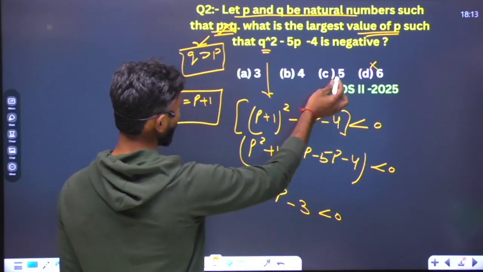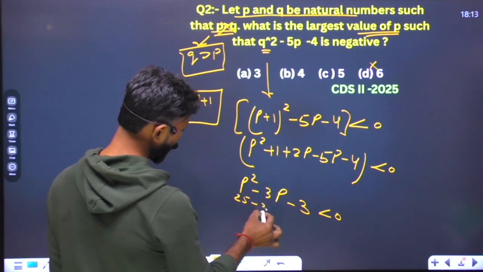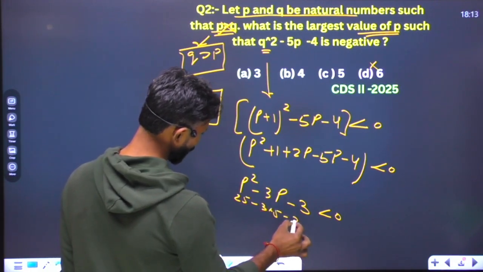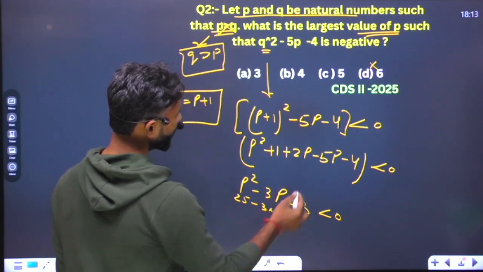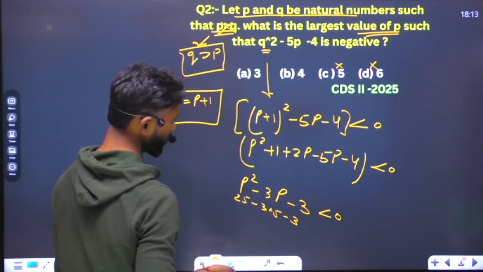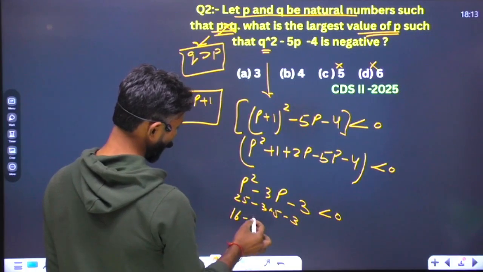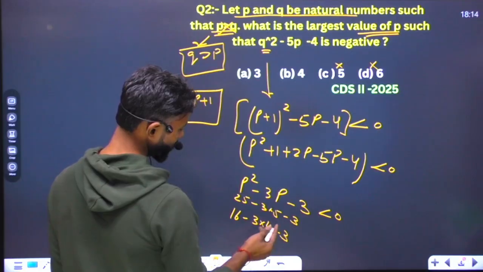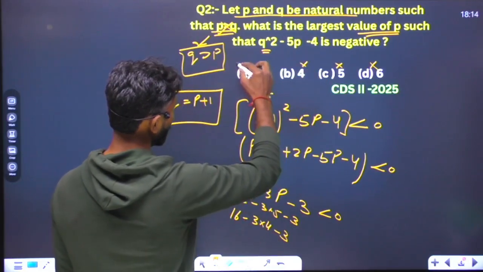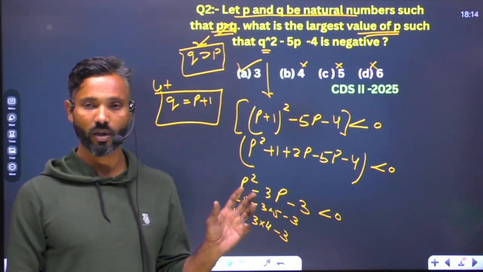Now I'm using option C, 5. 5 square is 25 minus 3 into 5 minus 3. 25 minus 15 minus 3, 25 minus 18, it is also positive, not negative. So this is not the answer. Now I'm using 4. 4 square is 16 minus 3 into 4 minus 3. 16 minus 12 minus 3, it is also positive, not the answer. So option A is the answer. Okay, it is the quickest approach to simplify this question.